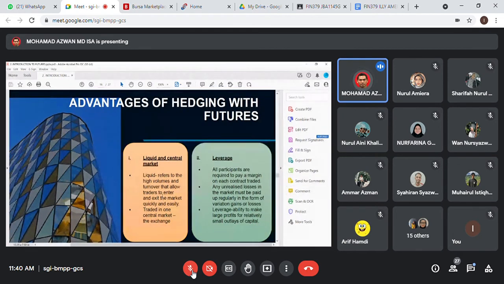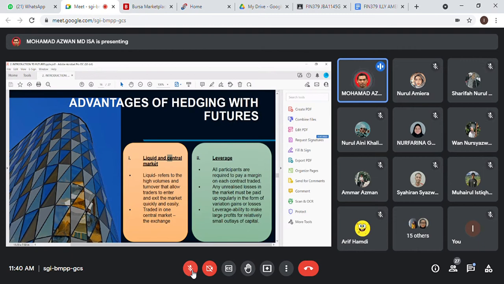This one you can read on your own. I just go in quickly. Advantage of hedging because it provides you liquidity. Liquidity maksudnya there are many buyers and many sellers. That is a very liquid market. Every time you can enter, every time you can exit the market. And then the trading also is centralized at the exchange.